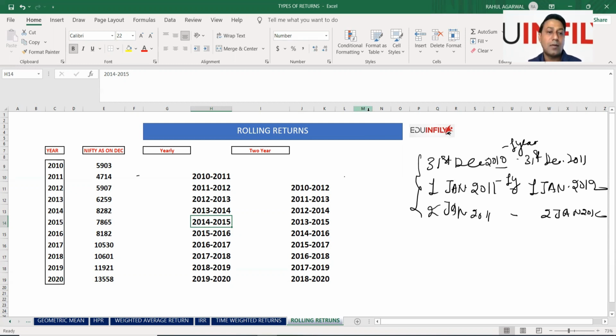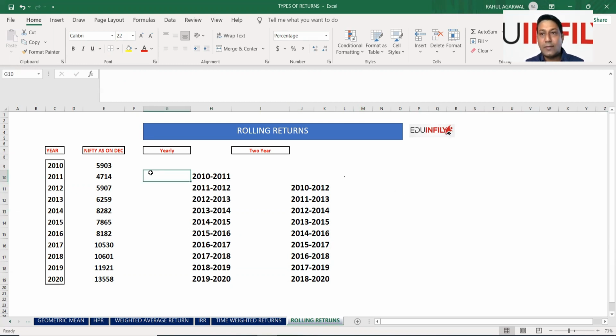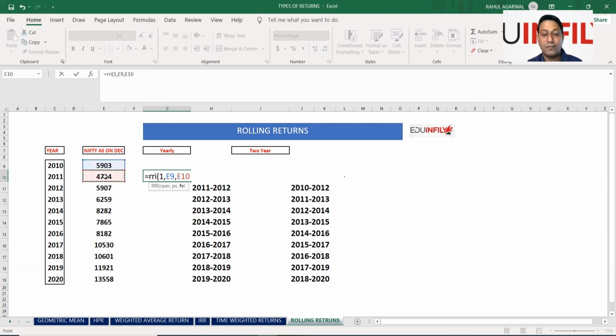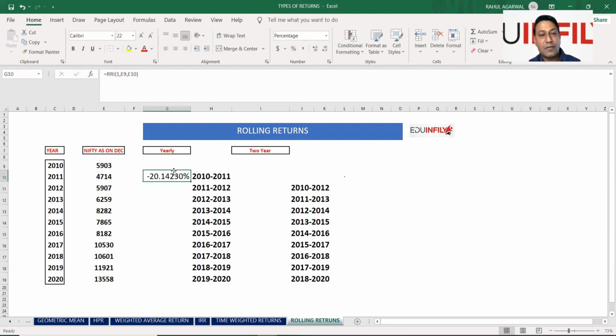So I'll calculate the rolling return now. How to do it in Excel? It's very simple. First of all, I have to calculate returns from 2010 to 2011. So my cell will be this 2011. Here I have to calculate the return. Equals RRI is my formula. Bracket open. NPER will be 1, for 1 year I'm calculating. PV is this 5903 and future value is 4714. Remember, in this formula, don't use a minus sign with PV, otherwise you will not get your value. Press enter. Definitely it will be negative.